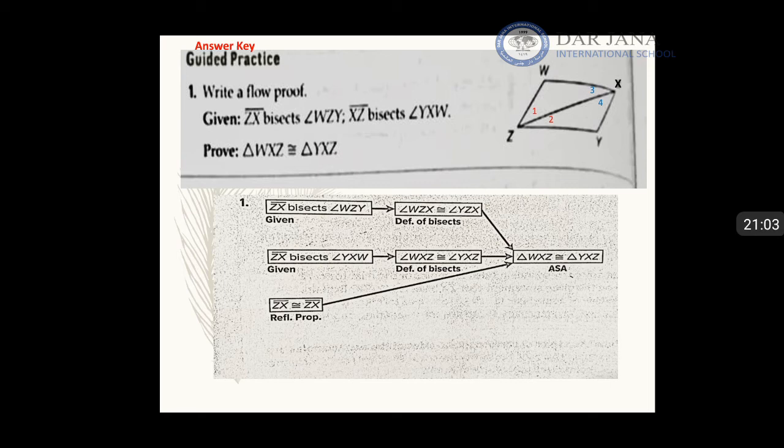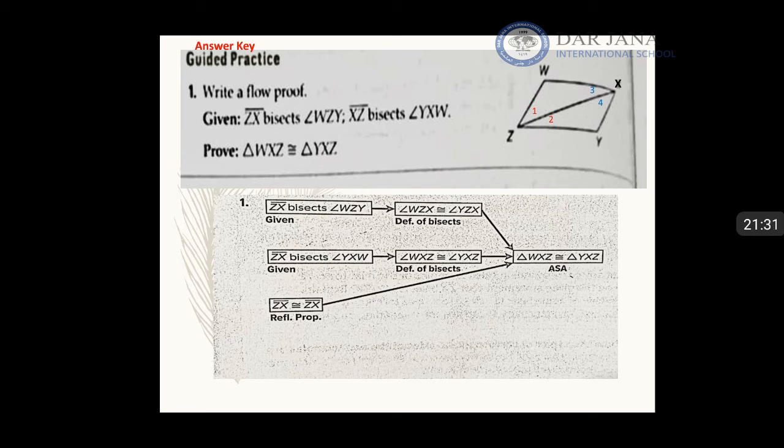We have to prove that the triangle WXZ is congruent to the triangle YXZ. So let's start writing the given. We have ZX bisects the angle WZY. Because it bisects, we can use the definition of the bisector, identifying that the angle WZX, which is referred to in the figure as angle 1, is congruent to angle YZX, which is angle 2 in the figure.